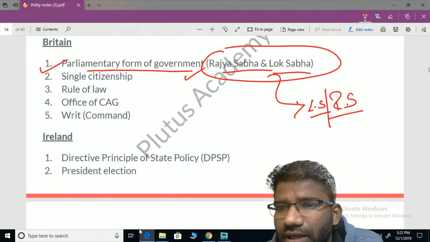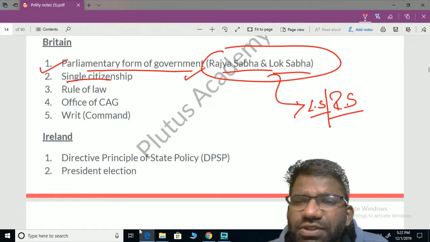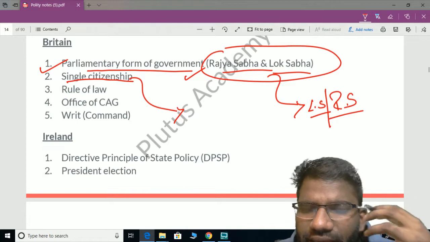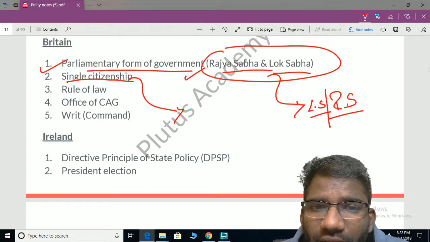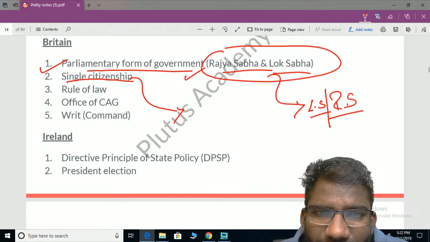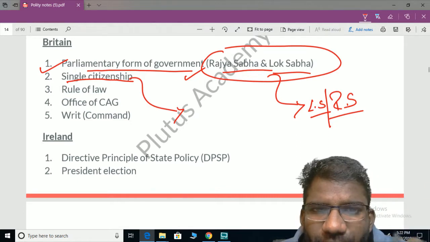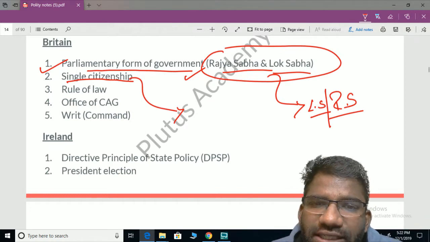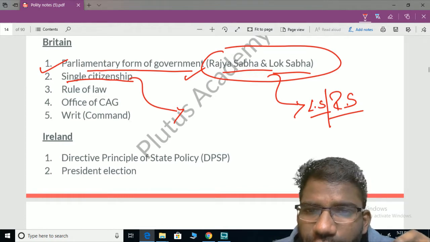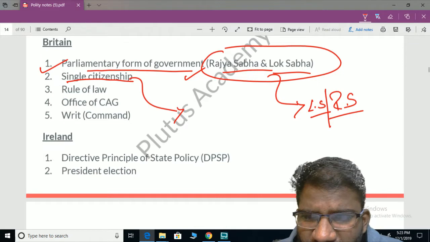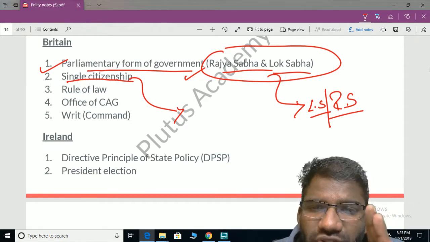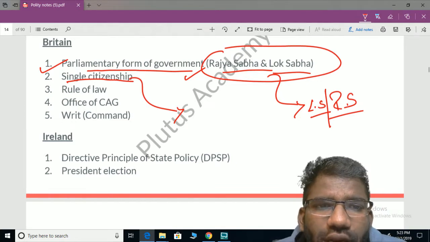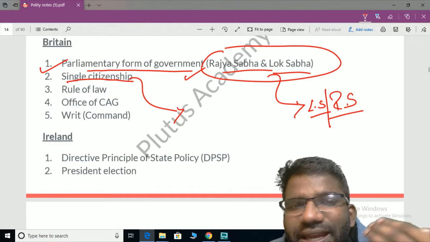Next thing, single citizenship. The concept of single citizenship, that the entire India will only have one citizenship. Like in case of the US, like in case of America, we have dual citizenship. The citizens of America will have US citizenship, as well as they will hold the citizenship of their native states, like California citizenship, New York citizenship, Washington DC citizenship. But in case of India, we will only have single citizenship. And adding to that, an Indian citizen cannot hold citizenship of any other country.